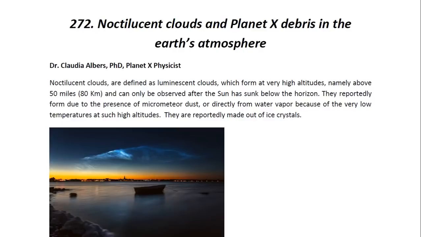This one is entitled Noctilucent Clouds and Planet X Debris in the Earth's Atmosphere. Now, noctilucent clouds are defined as luminescent clouds which form at very high altitudes, namely above 50 miles or 80 kilometers, and can only be observed after the sun has sunk below the horizon. They reportedly form due to the presence of micrometeor dust or directly from water vapor because of the very low temperatures at such high altitudes. They are reportedly made out of ice crystals.